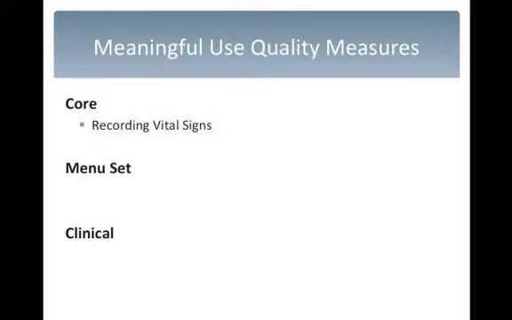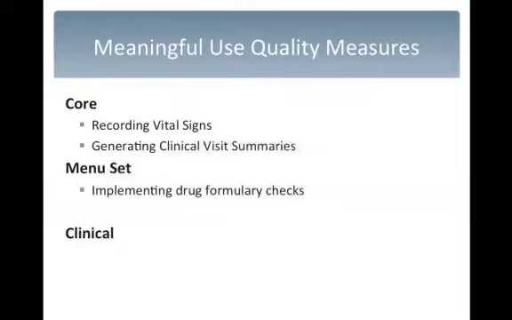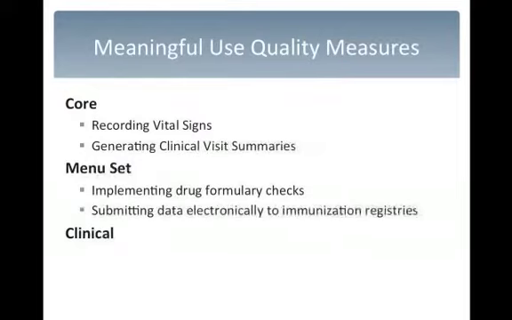Quality measures. The Meaningful Use Initiative calls for eligible professionals to meet certain core, menu set, and clinical quality measures in order to receive incentive payments. Examples of core measures include recording vital signs and generating clinical visit summaries. Examples of menu set measures include implementing drug formulary checks and submitting data electronically to immunization registries.